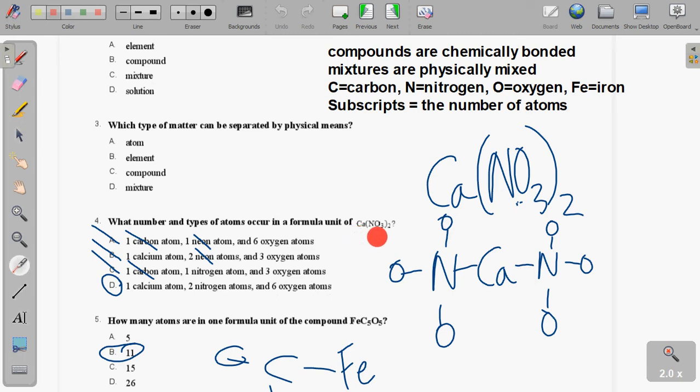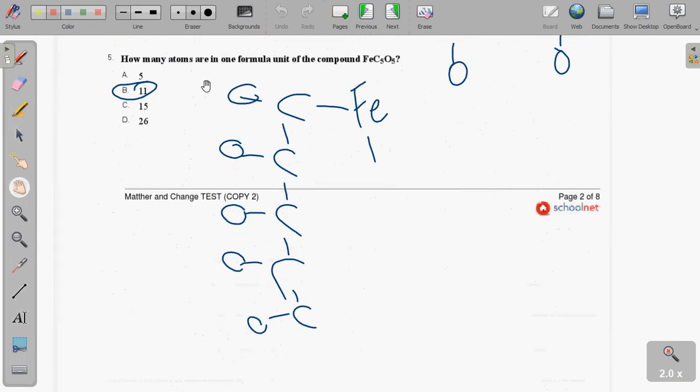And then inside the parentheses we have NO3, right? So that means I have 1 nitrogen and 3 oxygens inside the parentheses. Then this 2 tells me that I have 2 NO3s. So that means I have a total of 2 nitrogens and 6 oxygens. So the answer is D. And number 5 is the same kind of thing. I have 1 atom of iron, 5 atoms of carbon, and 5 atoms of oxygen. So that would be 11 atoms altogether.